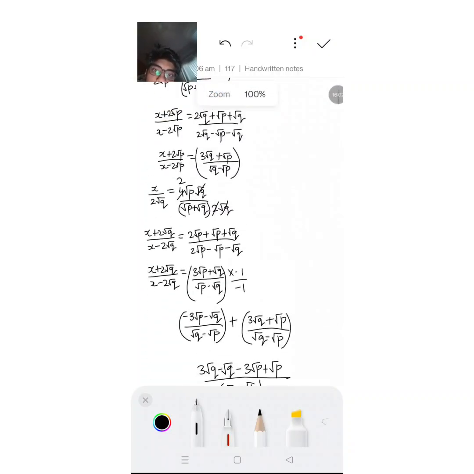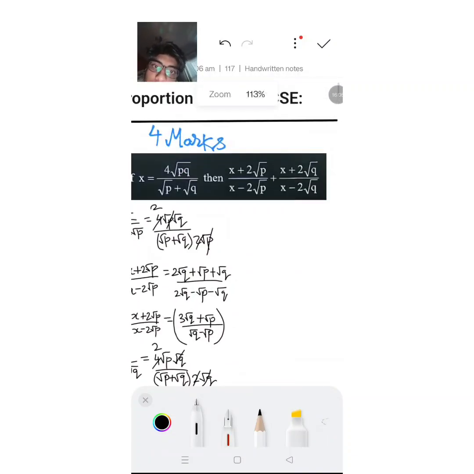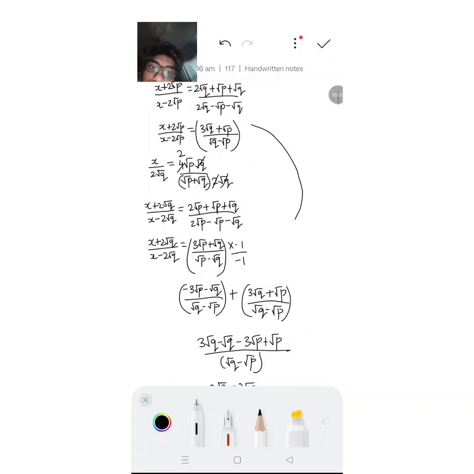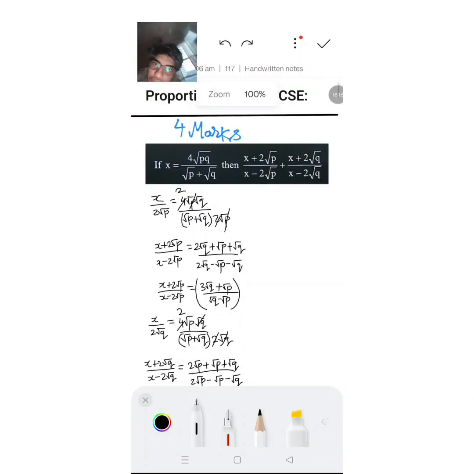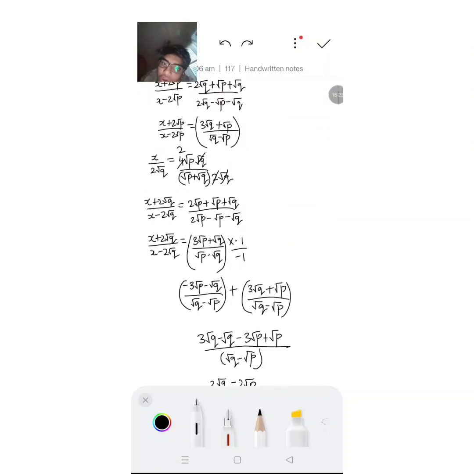Obviously, this looks complicated, as you can see. It's not actually. You just put it in this form and then you use componendo and dividendo and then you just add these two expressions together. And then you can factor whatever is common and then you'll get 2. Okay. So I get why this is a 4 marker. I mean, even I got confused with the p and q and all, but apart from that, I got the answer at the end.